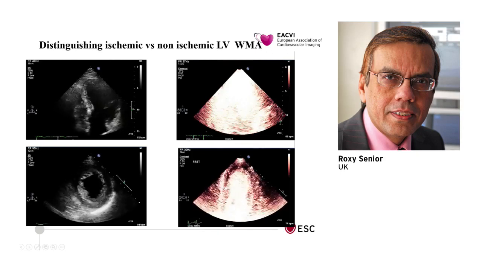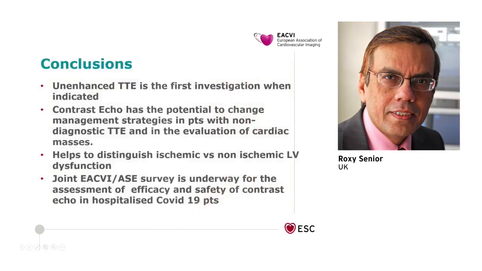So in conclusion, unenhanced transthoracic echo is the first investigation when indicated. You don't start off with contrast echo, but give contrast because it has the potential to change management strategies in patients with non-diagnostic transthoracic echo and in the evaluation of cardiac masses. And it also helps to distinguish ischemic versus non-ischemic LV dysfunction.